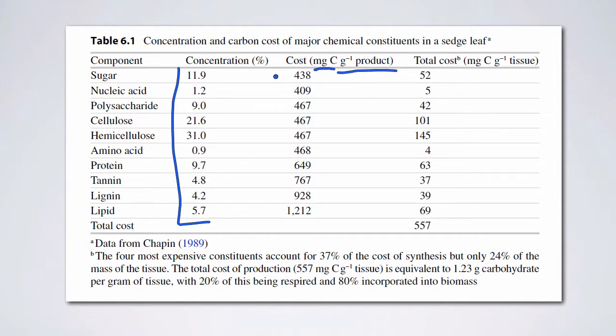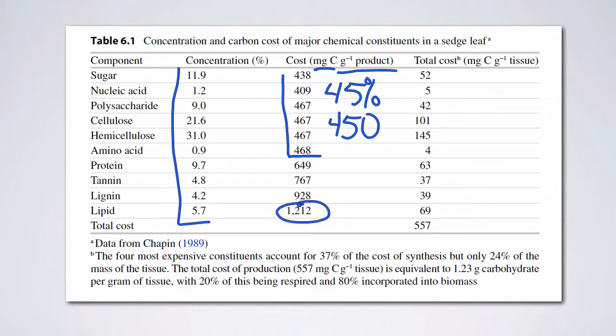So here you can see that most of these components are in the approximately 450 milligrams of carbon to produce a gram of product. And we talked about how most biomass is roughly 45% carbon. And so then there's proteins, tannins, lignin, for example, but really lipids that are a lot more energy dense. And that's going to cost even more carbon to produce them.